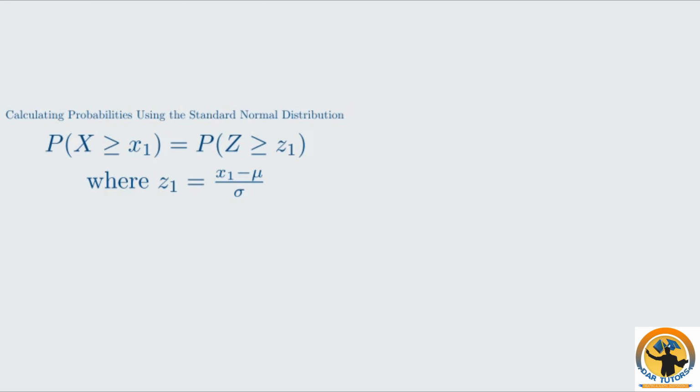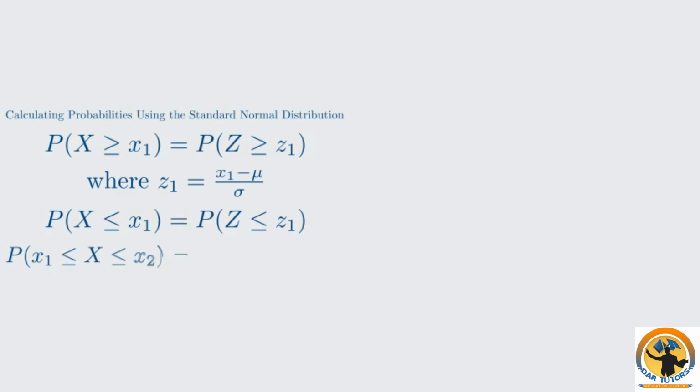The same principle applies for other types of probability statements. The probability of x being less than or equal to x1 is equal to the probability of z being less than or equal to z1. And the probability of x being between two values, x1 and x2, is equal to the probability of z being between their corresponding z-scores, z1 and z2. This means that if we can calculate the z-score, we can use a graphics calculator to find the probability, no matter what the original mean and standard deviation were.